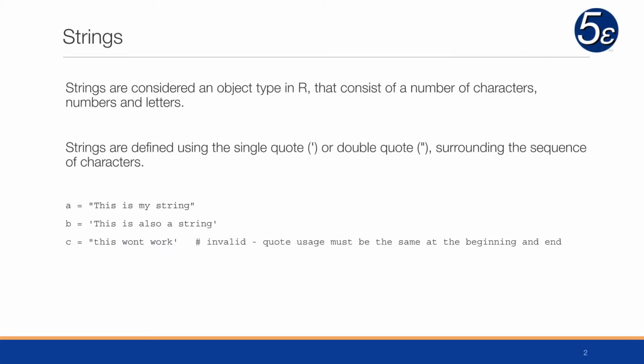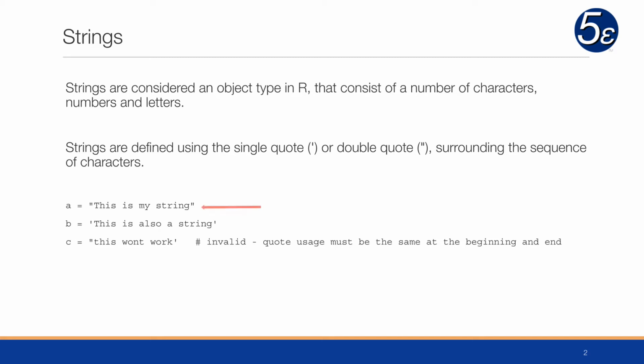In R, we will need to manipulate a group of characters. This group of characters, numbers, and letters is called a string. It's an object type within R. Strings are defined by using the single quote or double quote surrounding the sequence of characters. So here we have three examples.